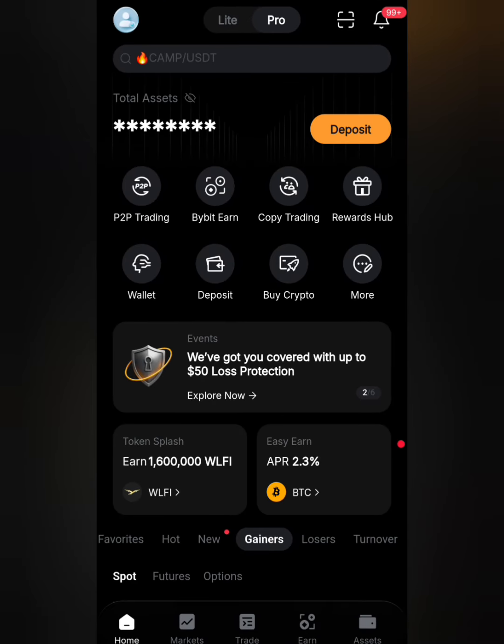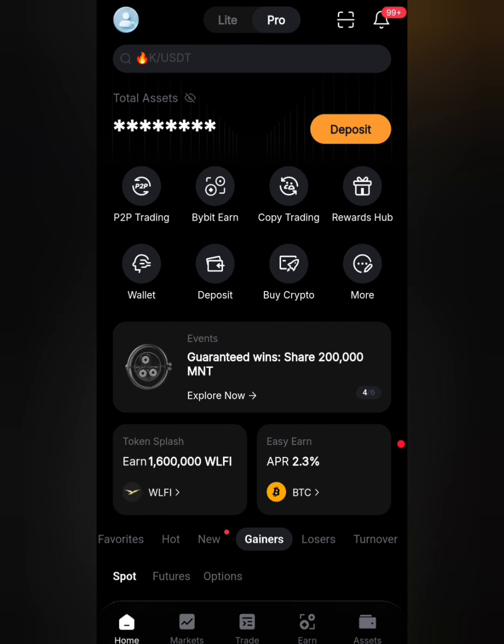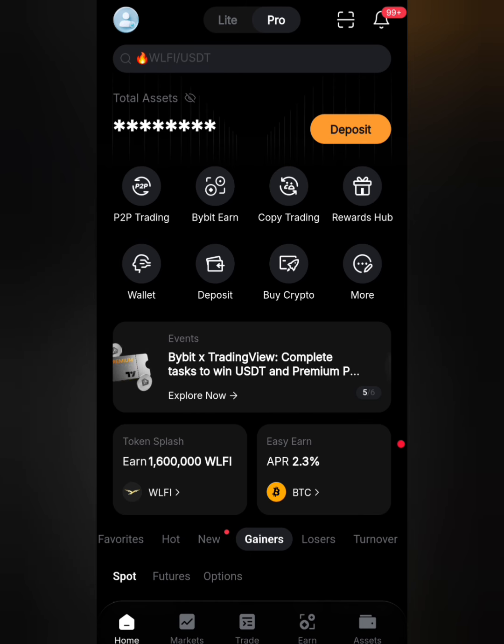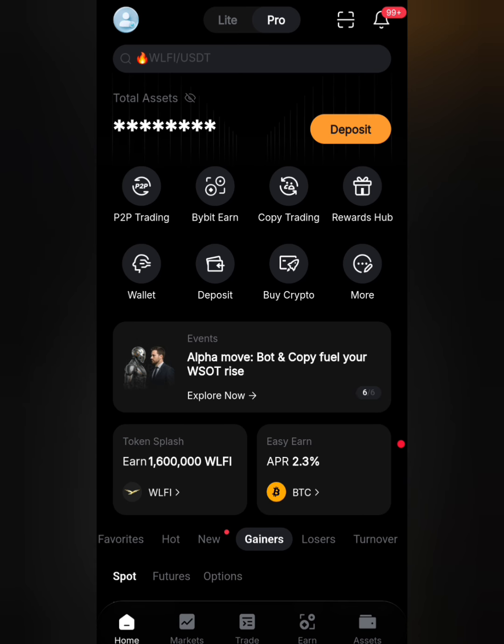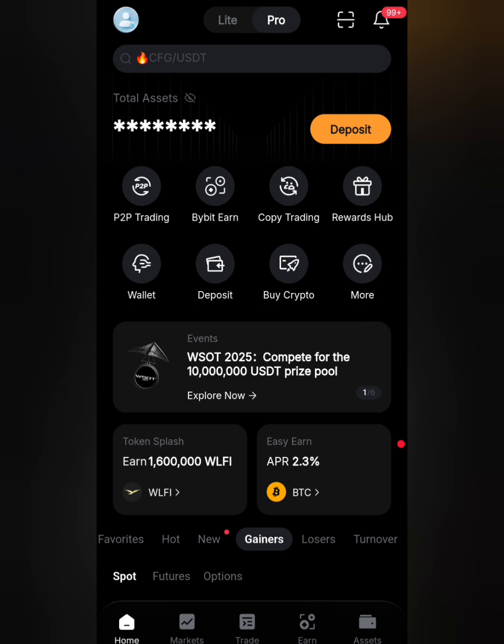So today in this video we'll be talking about spot trading. I've been talking about cross exchange arbitrage a lot of times, and there's no way you can actually perform cross exchange arbitrage without understanding how to perform spot trading properly. In this video we're going to be talking about that, and we'll also look at a spot trading strategy you can actually use to earn some amount of money from time to time.